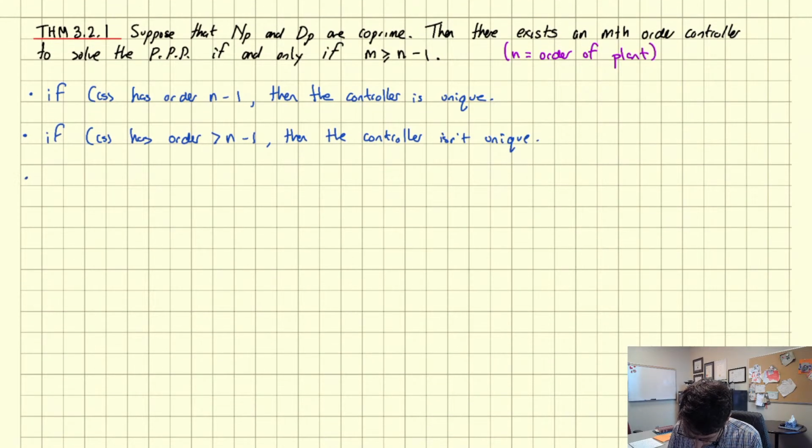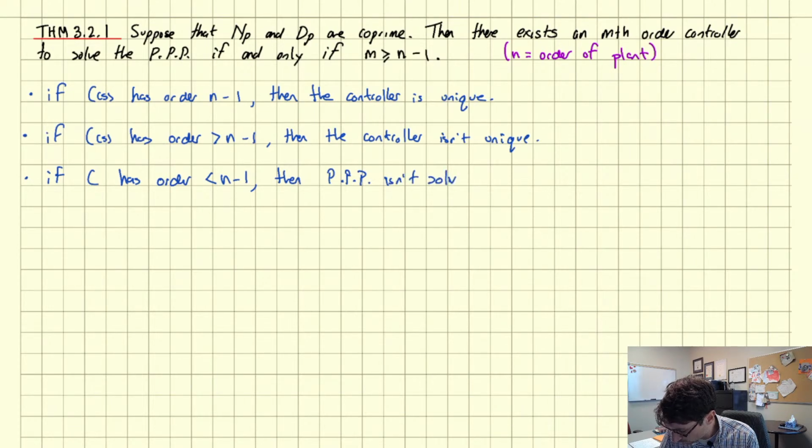Finally, if C has order less than n minus 1, then the pole placement problem isn't solvable in general. I say in general because you might get lucky, right? If you pick a certain set of poles, you might be able to use a lower order controller to get those poles. But when I say in general, I mean arbitrary. Arbitrary selection of desired pole locations, you need order at least n minus 1.